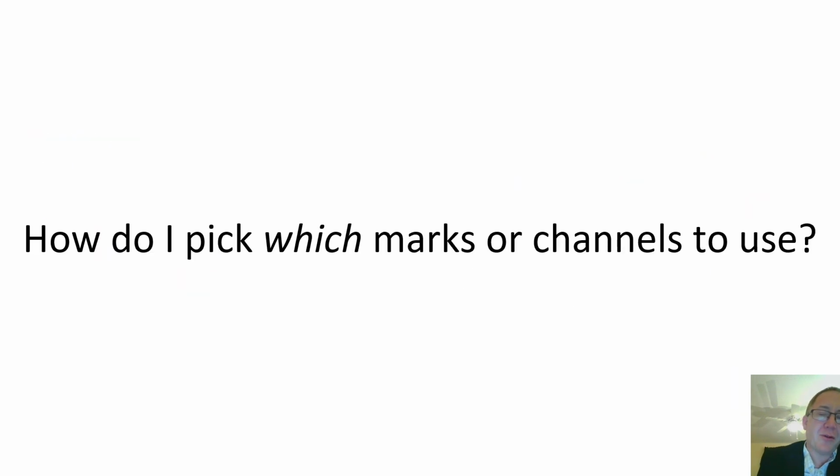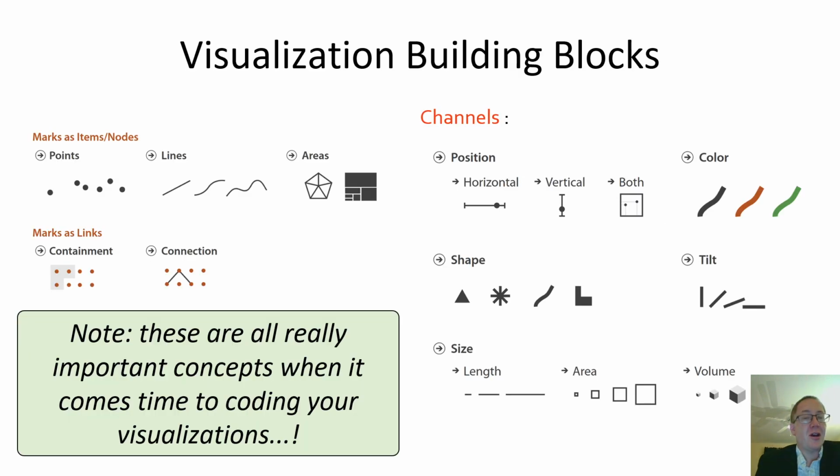So how do I pick which marks and channels to use? Because as you might imagine, you could try a whole bunch of different things. I could try, instead of using a point, I'm going to use a line now. You could just try different things. That's what Tableau is all about. Try different approaches. Try different channels, right? The question is, how do I choose?